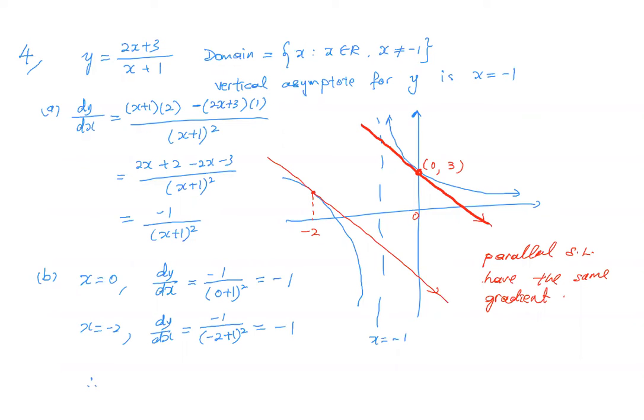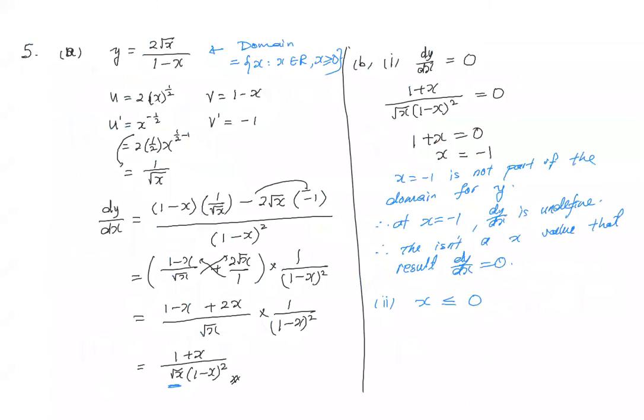Got it? Yeah. So that is how you show. So you have to observe which tangent they are drawing. Can or not?